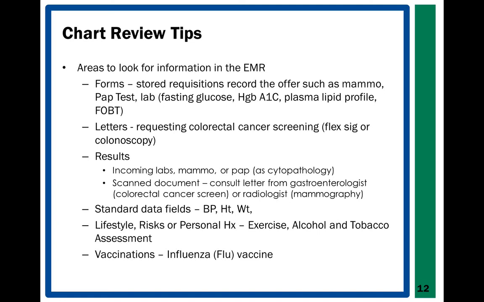The other place you will find it is in standard data fields, and typically good examples of that are height, weight, blood pressure. You will find the lifestyle screens of exercise, alcohol, and tobacco. These ones can be in really various areas of the EMR. Some have a lifestyle section, some have a risk section, some have a personal history section. And this is where you can find that information. And vaccinations may be in a separate vaccination area.